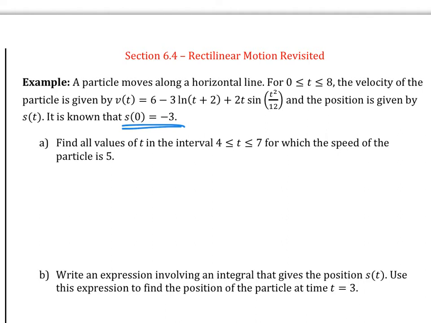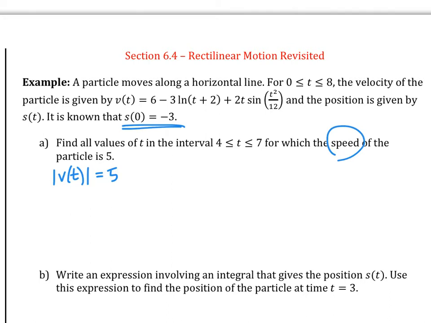Okay, so this problem is a little bit tricky because it's asking for the speed equal to 5. Remember, speed is a scalar term. It is not a vector. Therefore, we want to figure out the absolute value of v equal to 5. So basically it's saying that even if it's minus 5, we want to figure out when that happens.